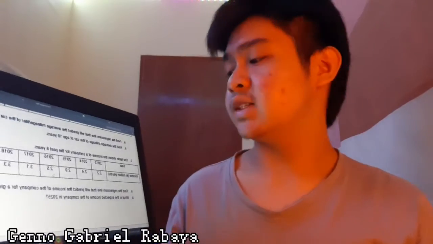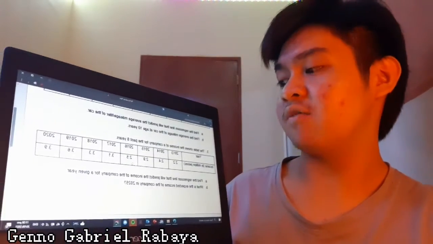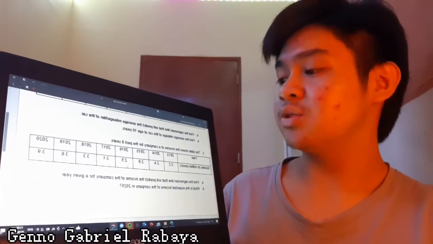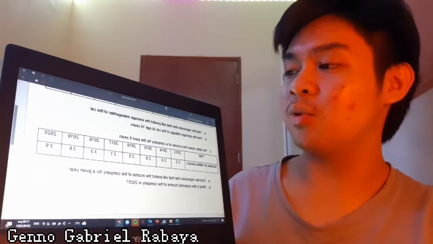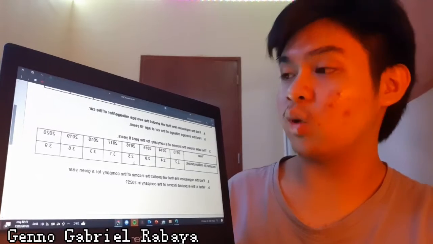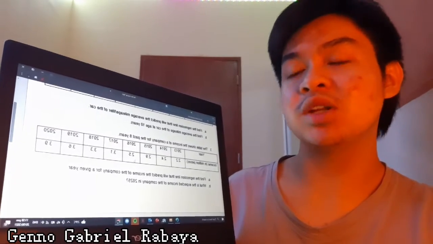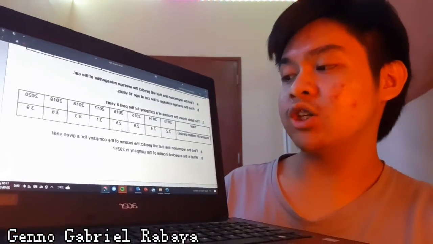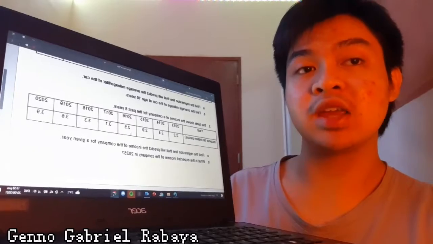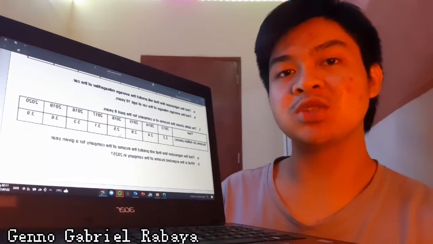For item number 3, it states here, the table shows the income of a company in the past 8 years. Here we have in 2013, it's 2.2 million. 2014, it's 2.4. 2015 is 2.9. 2016, it's 2.5. 2017, it's 3.1. 2018, that's 3.3. 2019 is 3.6. And 2020 is 3.9. Now, for letter A, find the regression line that will predict the income of the company for a given year. And for letter B, what is the expected income of the company in 2025?